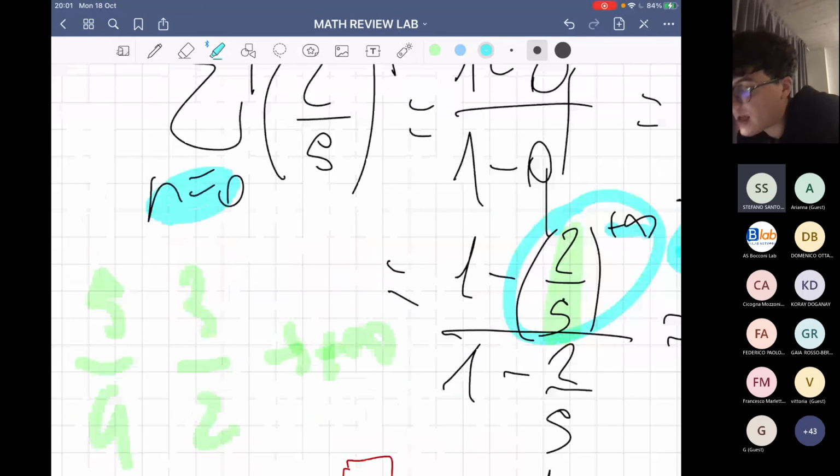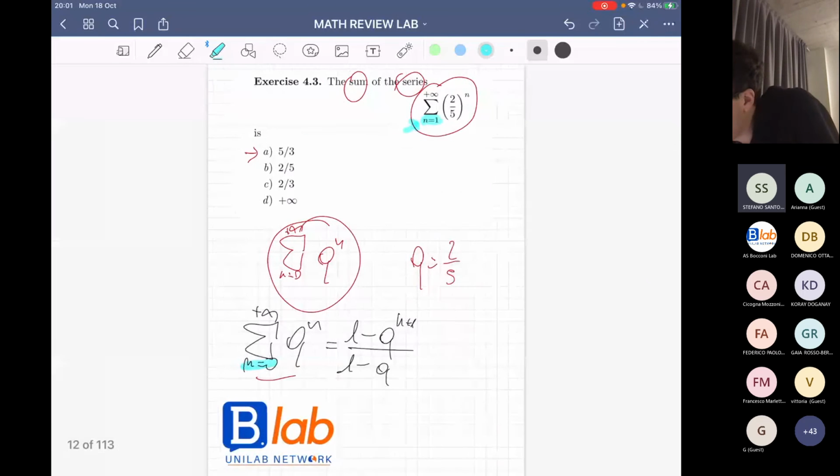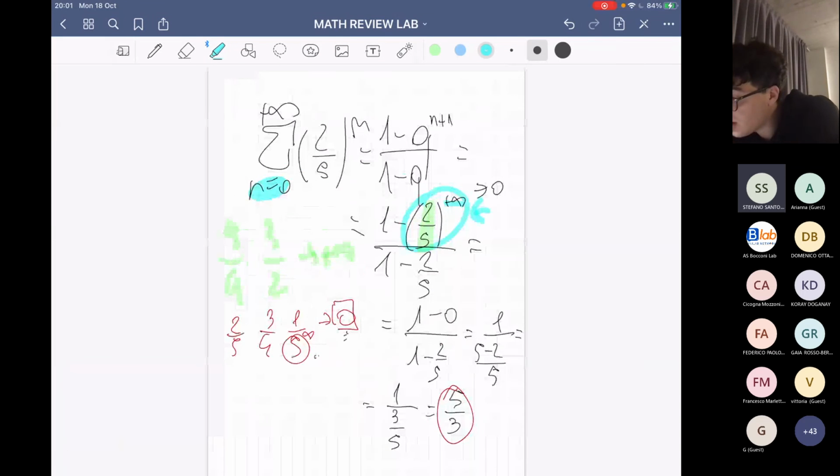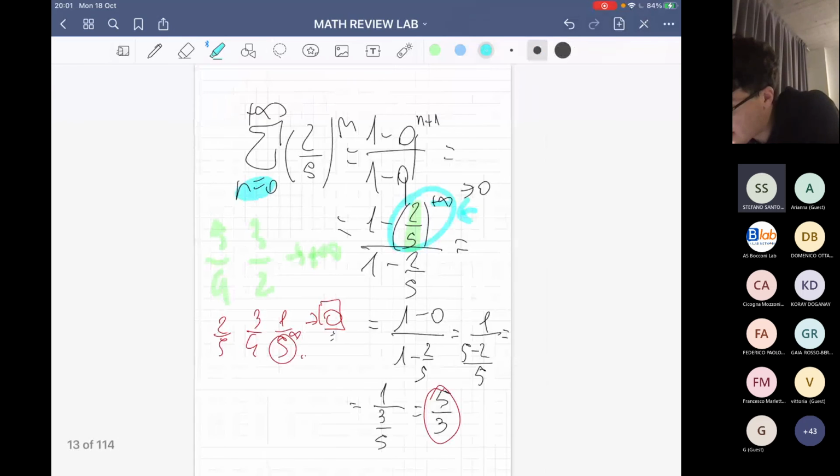So it's always like n equal to 0. We have to remember it. Instead, they asked us for this result. So it's not 5 over 3. It's actually, this is the result, okay, 5 over 3.